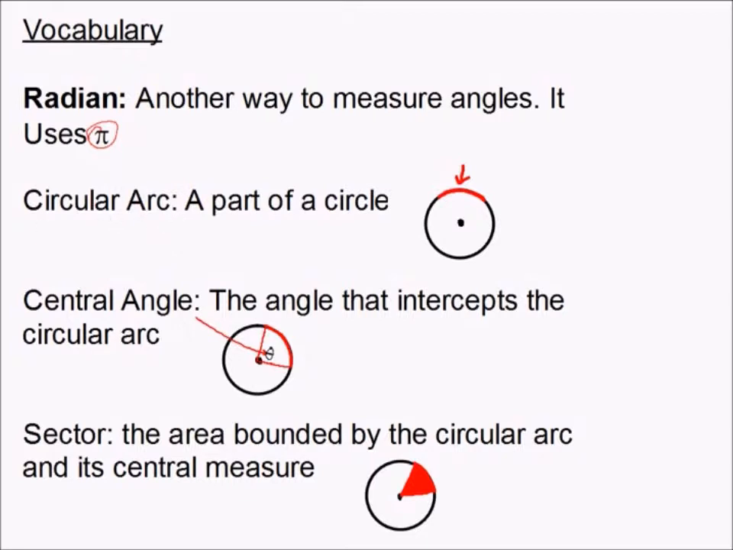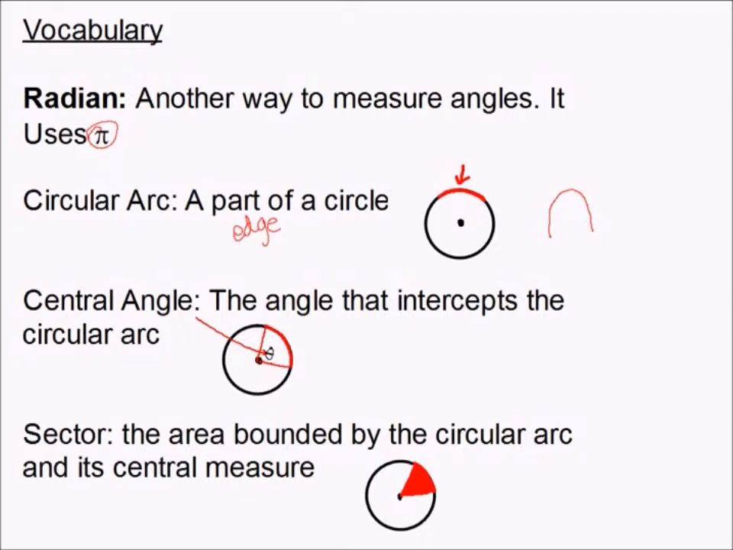Next vocab, circular arc. When I say I'm trying to find the arc of a circle, it's a part of a circle, the edge part. As you see in red, that is your arc. Like the arch in St. Louis, arc, people.